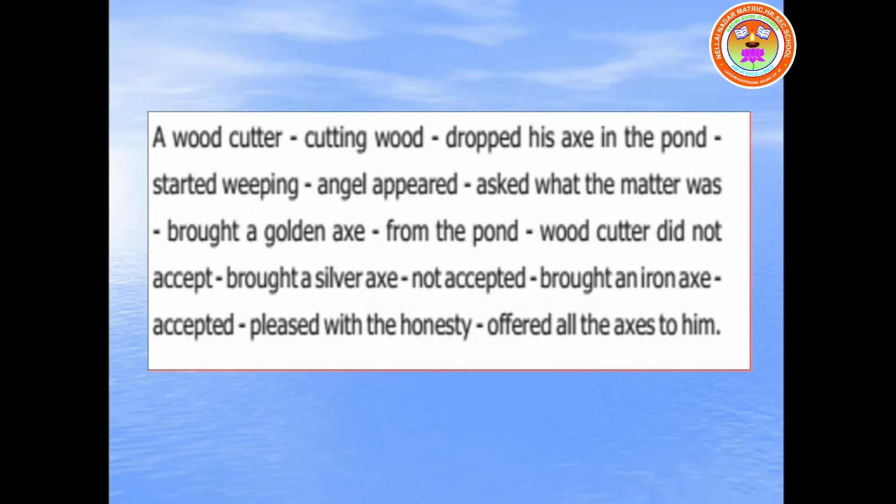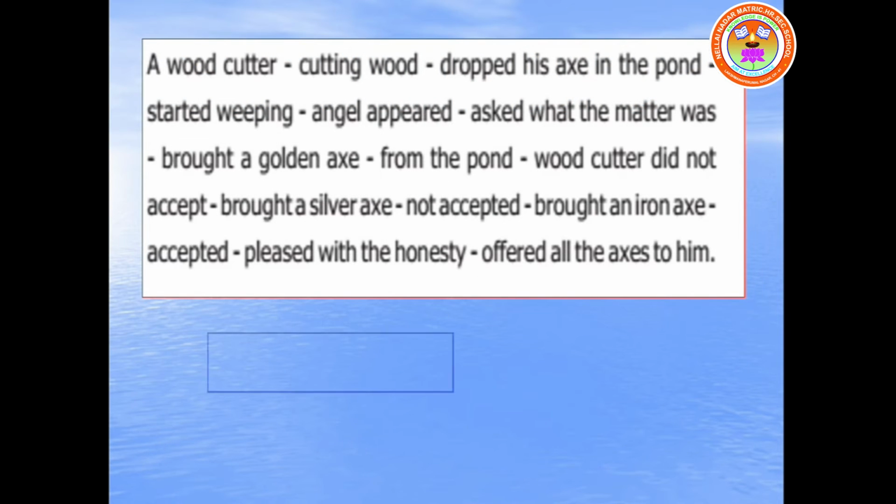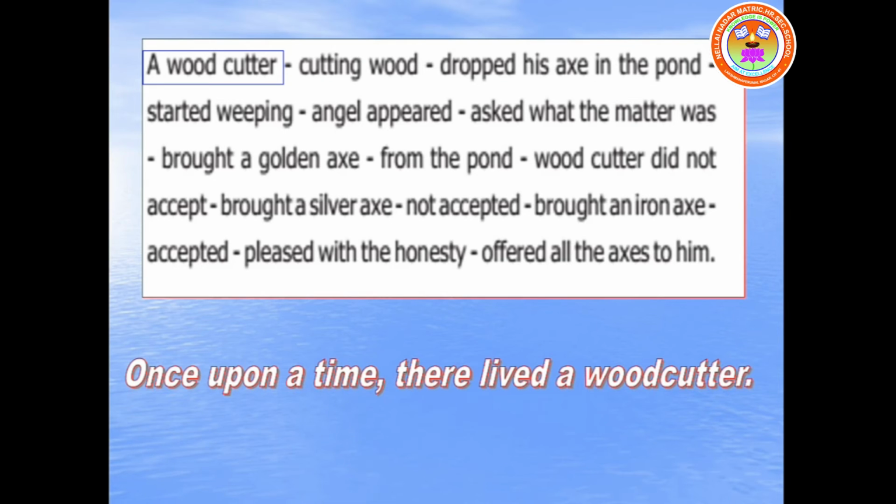Dear children, let us try to develop the hints as points. The first hint is a woodcutter. We have a point to add phrases like once upon a time, in the end, at last. The hint is related to a story. Usually, we start the story by using the phrase once upon a time. Now also, we use the phrase once upon a time to develop the hint a woodcutter. The point is, once upon a time there lived a woodcutter.